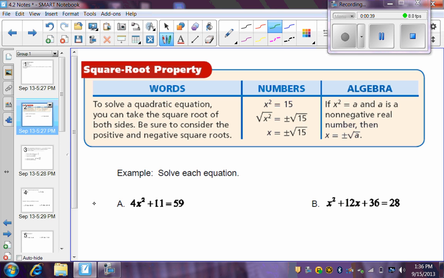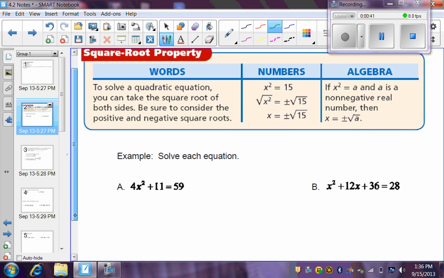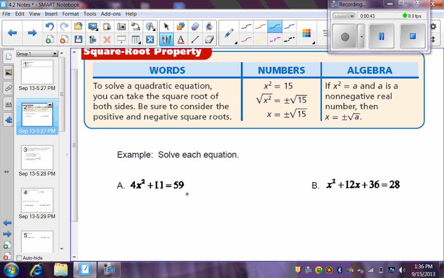So if we look at our first example of 4x squared plus 11 equals 59, the opposite of adding 11 would be subtracting 11, which would give us 4x squared equals 48. The opposite of multiplying by 4 is dividing by 4, so that gives us that x squared equals 12. So now we want x, not x squared.